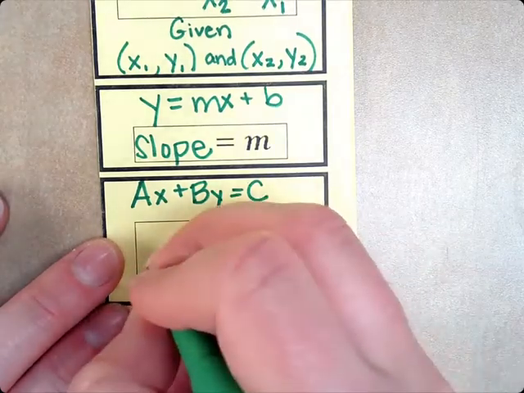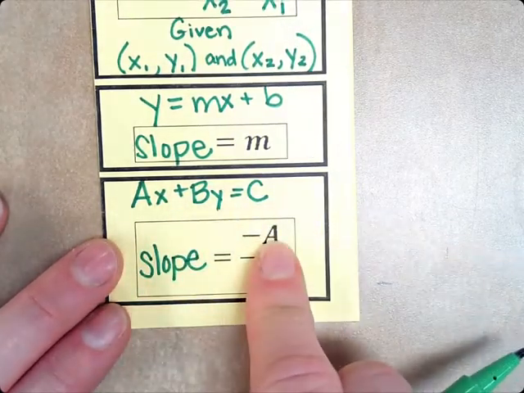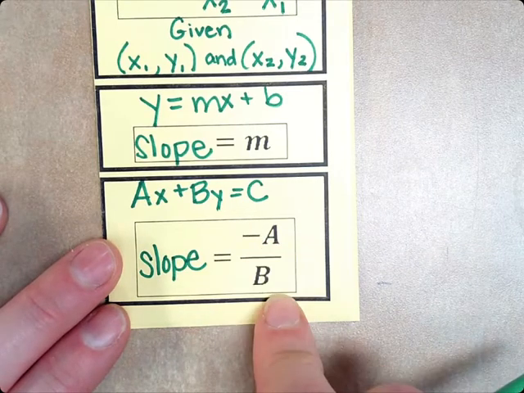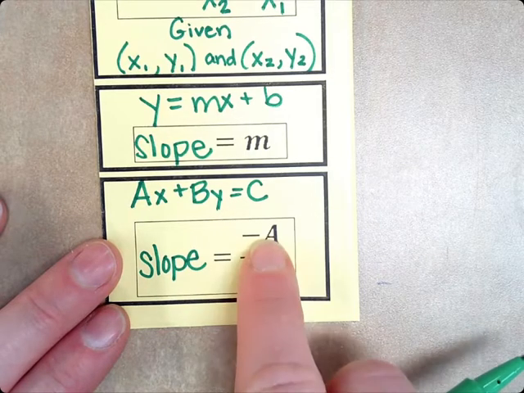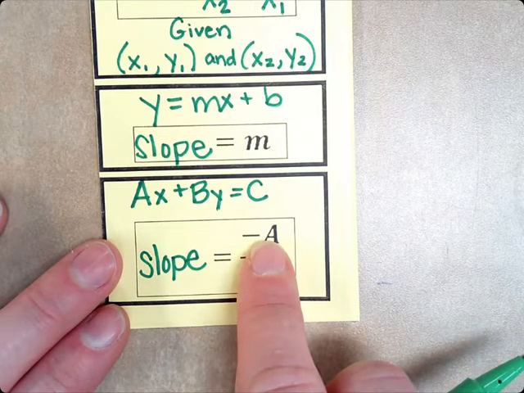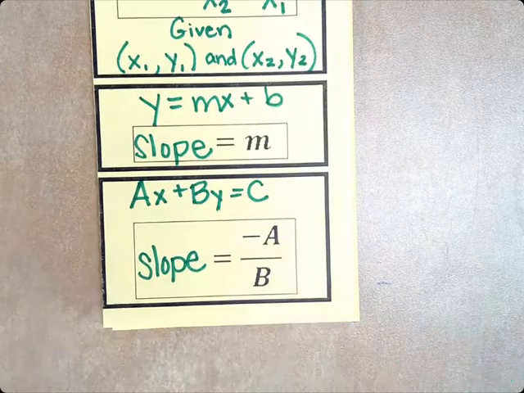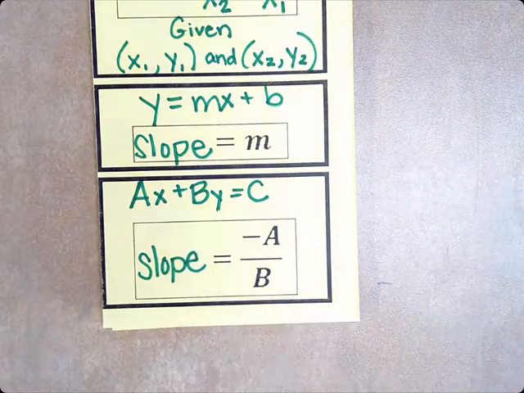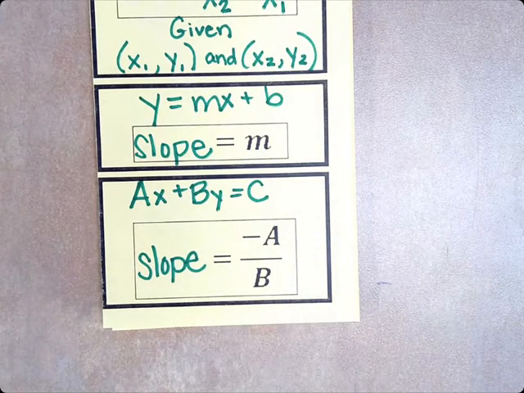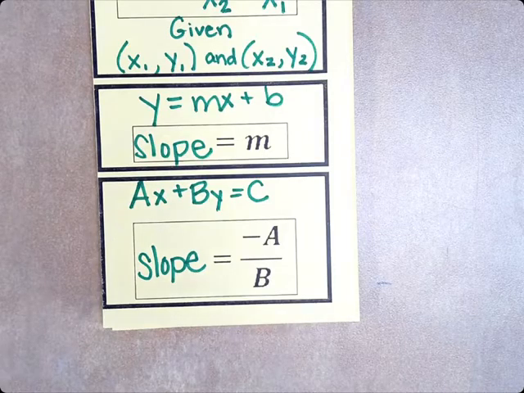To find your slope, you're going to do negative A over B. So do you just change the A into a negative? Yeah, if it's positive, you change it to a negative. If it's a negative, you change it to a positive. So you're doing the opposite of whatever A is. The ones that we're going to focus on today are just the graphs and if we're given points.